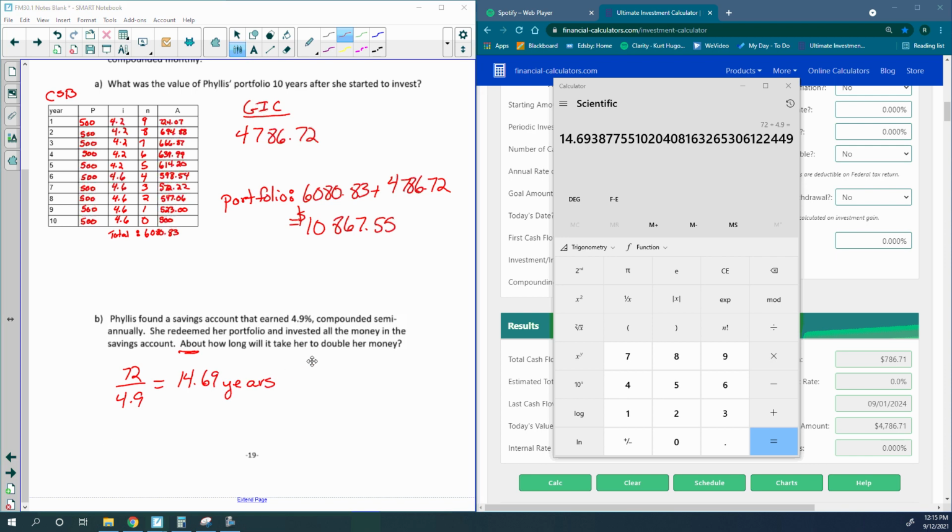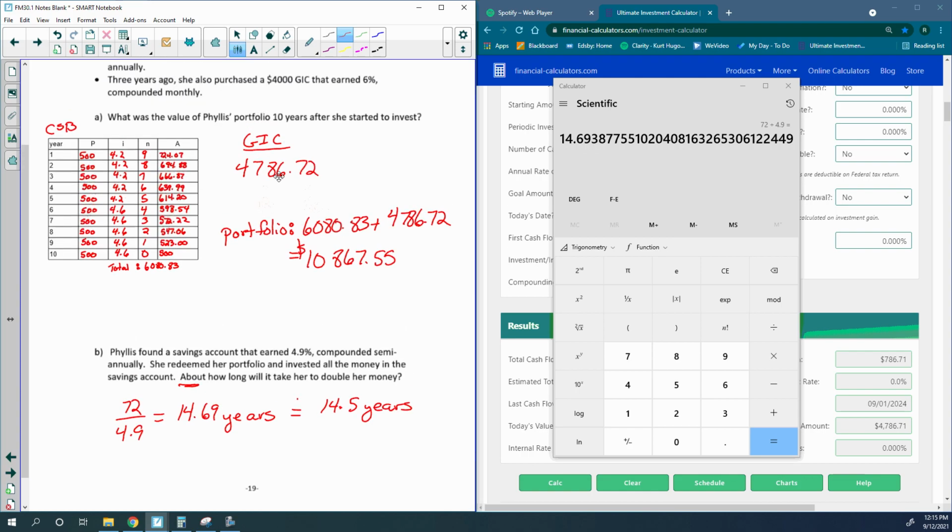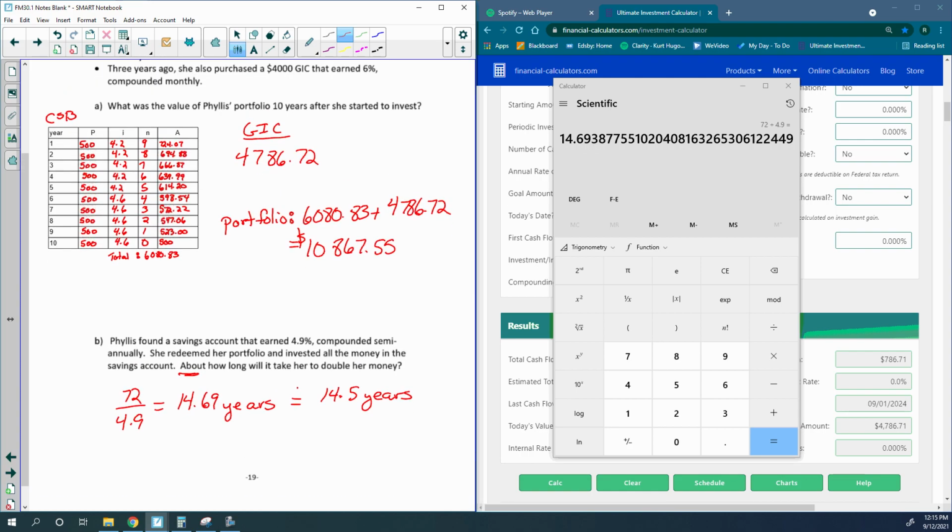And so, real world application here, it's compounded semi-annually, so basically every half a year that this is done. So this is roughly about 14.5 years for it to double. And that ends our instructional video.